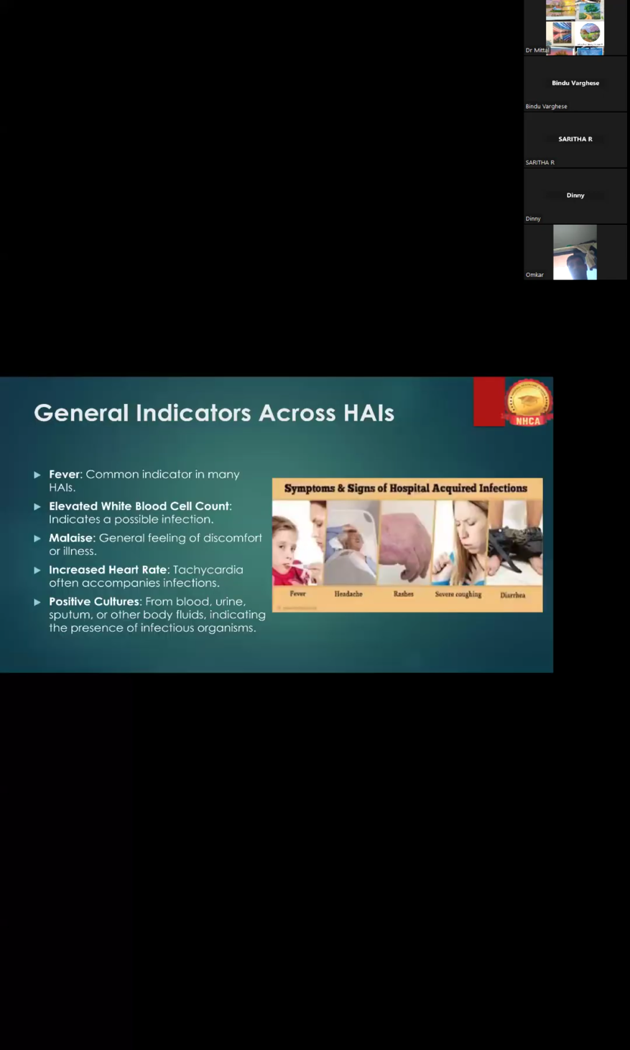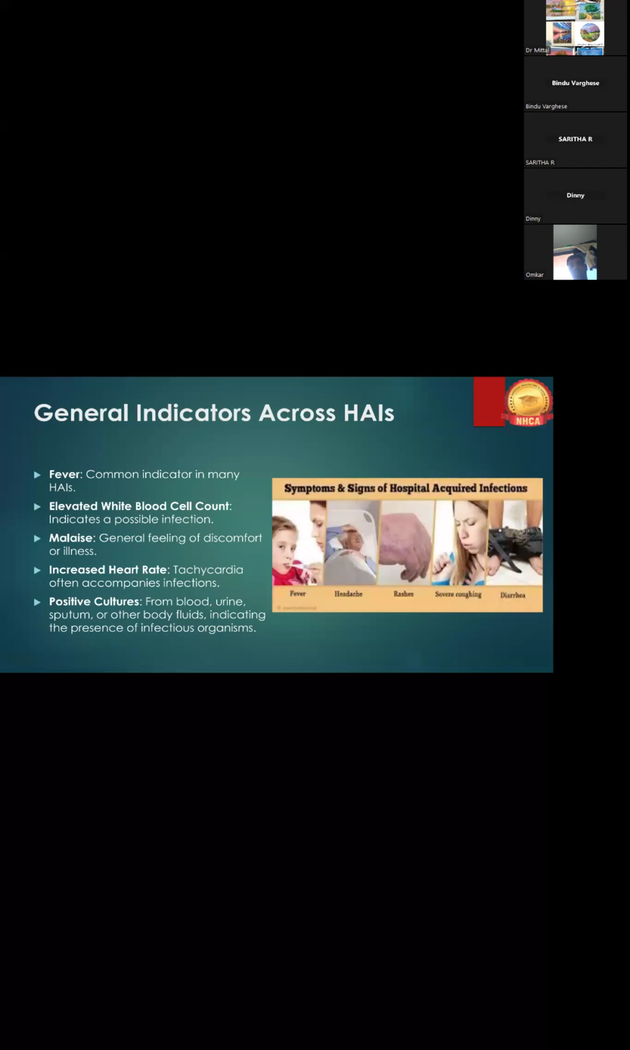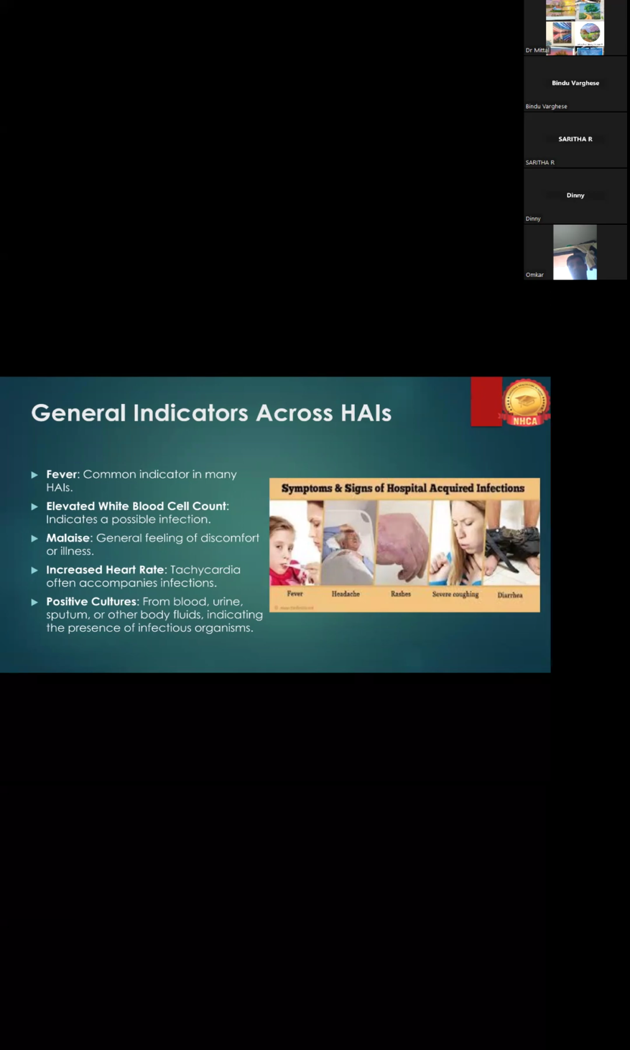Some of the indicators of HAI, if I ask, I'm sure all of you will answer. It's fever, increased WBC, general weakness, increased heart rate, and if it's a UTI, positive culture for urine. If it's respiratory tract, that will be positive. If it's bloodstream, blood positive. So it's like that, a positive culture report. These are some of the general indicators of hospital-acquired infections.